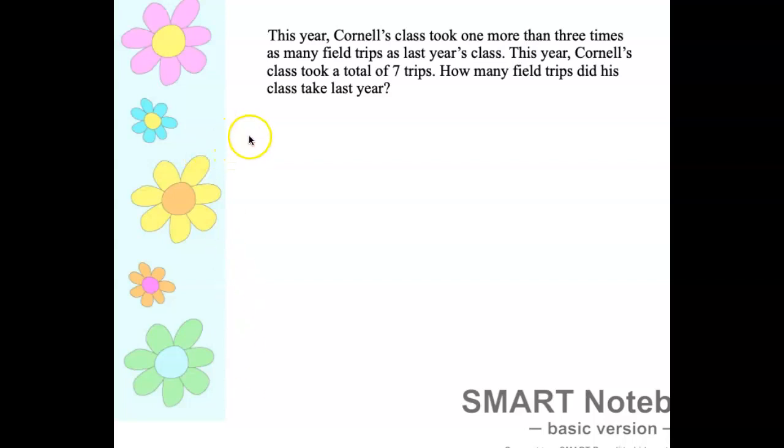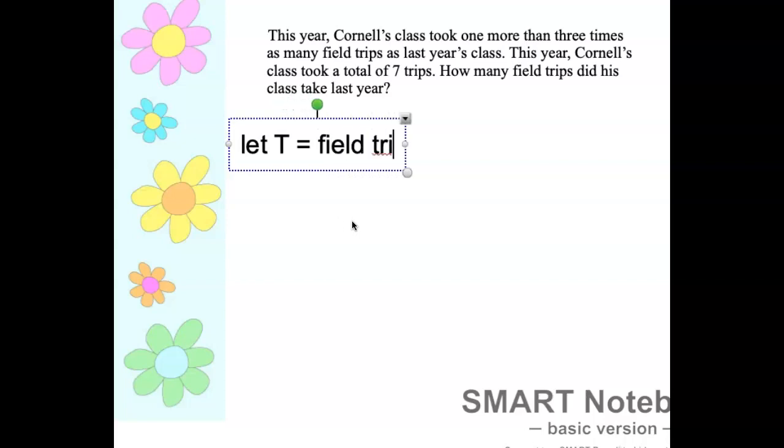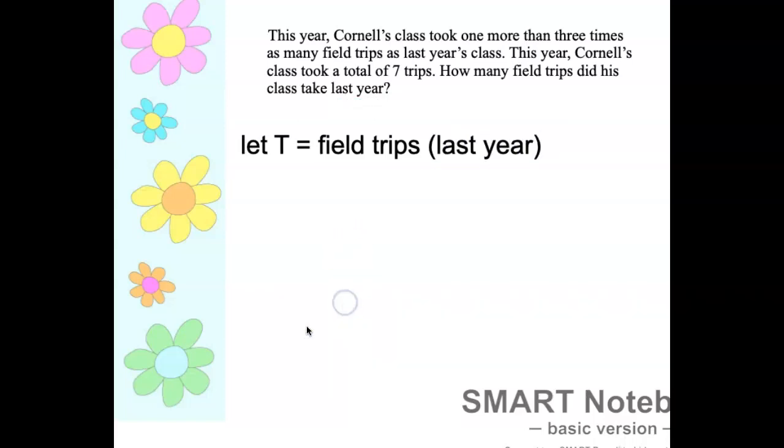How many trips did his class take last year? So we could do a let statement again. Let T equal how many field trips the class took last year. Just make sure that it was for last year's field trips.